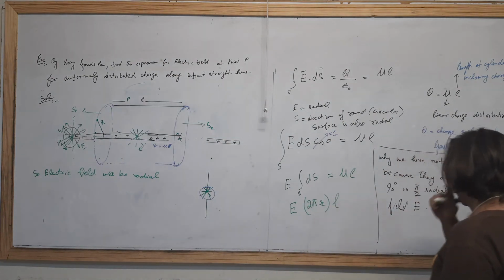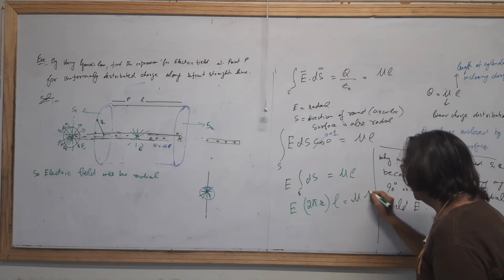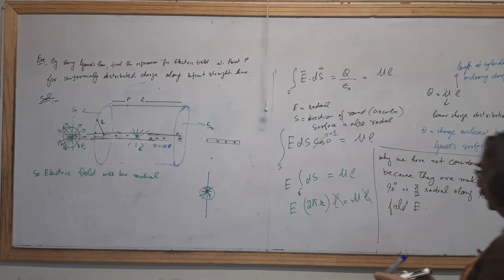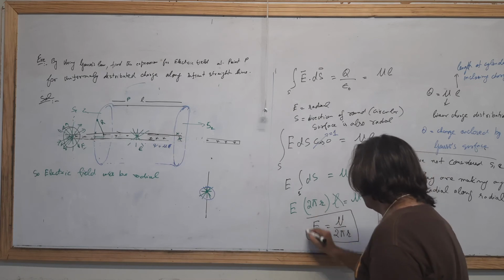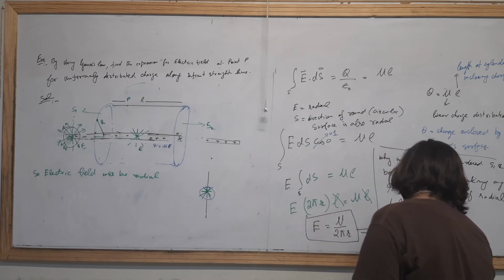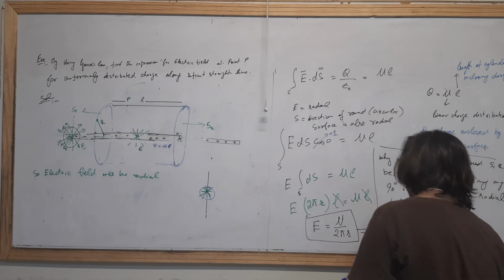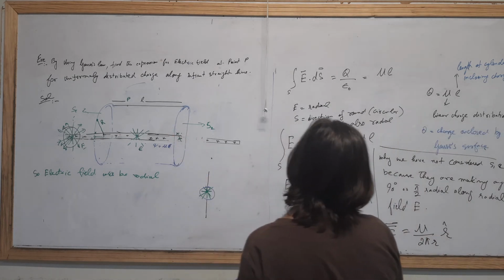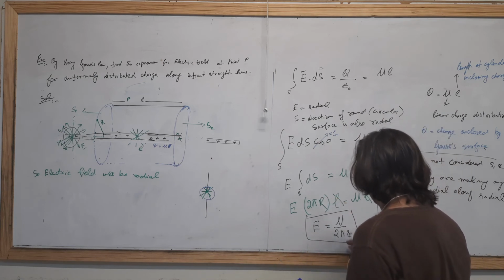So that will be equal to this, mu L over epsilon naught. L cancels with L, so E will be equal to mu over 2 pi epsilon naught r. This is the magnitude, and the E vector will be equal to mu over 2 pi epsilon naught r times the unit vector. If I have considered the capital R, then you must write capital R.